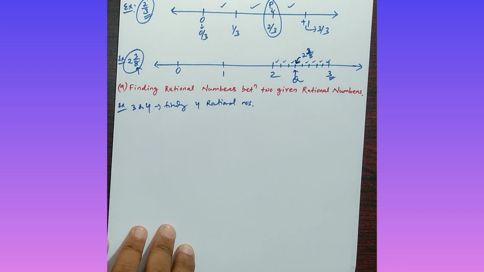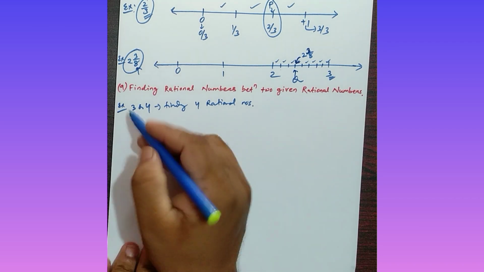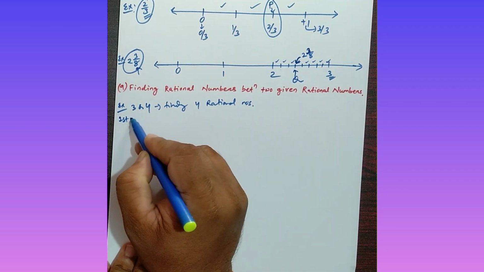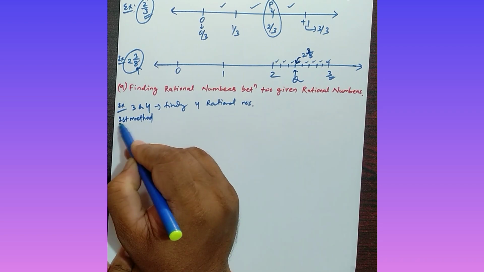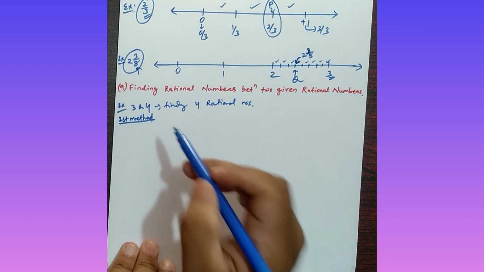मैं आपको दो मेथड बताऊंगा. देयर आर 2 मेथड्स इन ऑर्डर टू फाइंड द रेशनल नंबर बिटवीन 2 गिवन रेशनल नंबर्स. ठीक है, तो पहला आपको शॉर्टकट मेथड एंड नेक्स्ट मेथड थोड़ा लेंदी होगा. ठीक है, ओके, ध्यान से देखना. फर्स्ट मेथड, लुक एट इट केयरफुली.